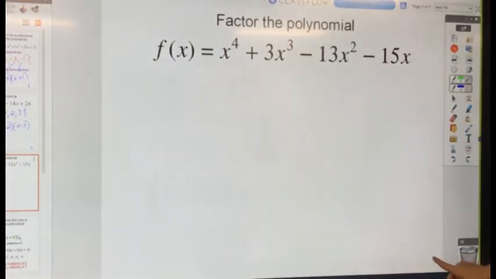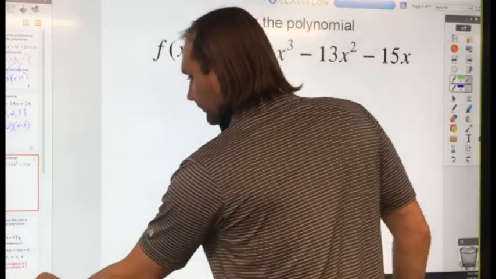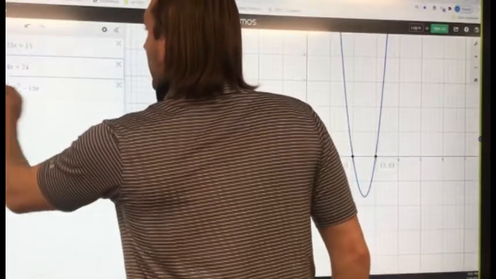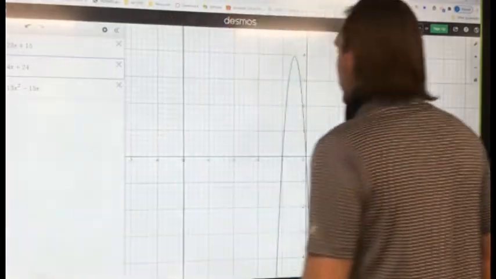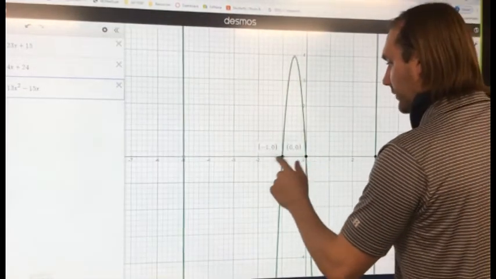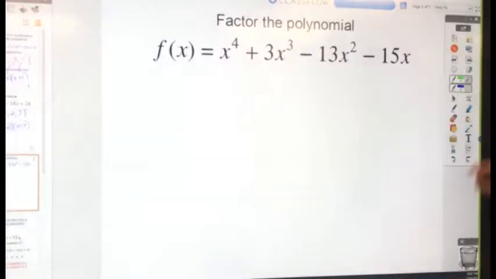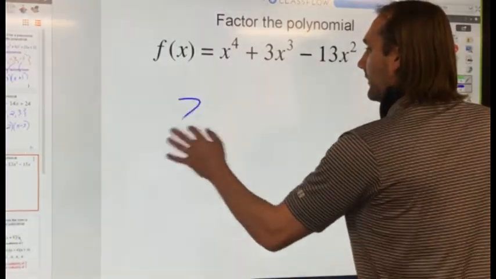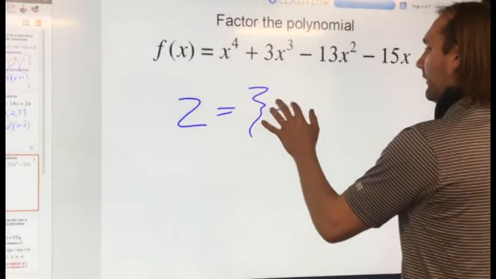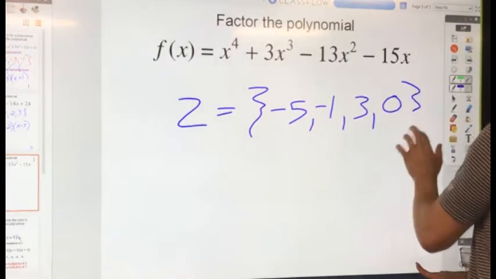Very good. So let me graph it and look at my zeros. There we go. I should have 4 zeros, or 4 spots where it crosses the x-axis. There they all are. -5, -1, 0, and 3. So my zeros. -5, -1, 3, and 0.